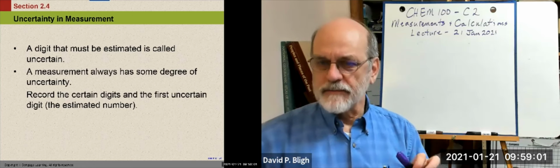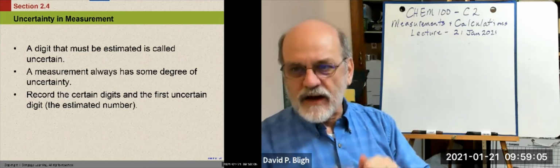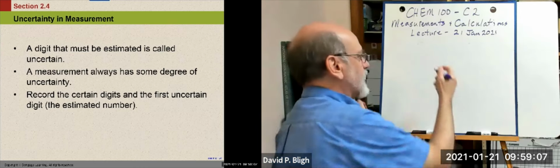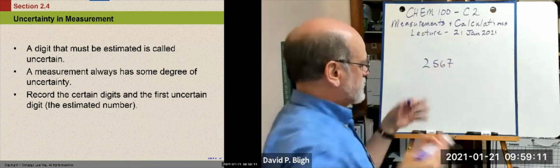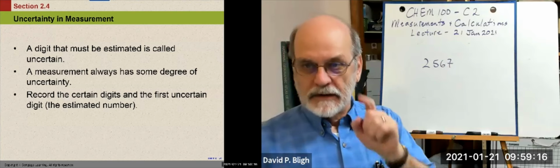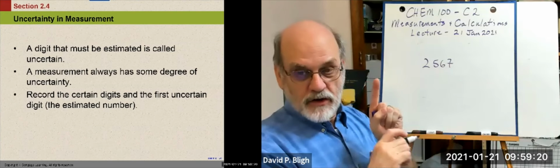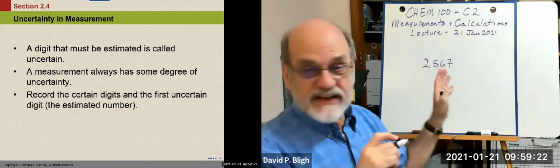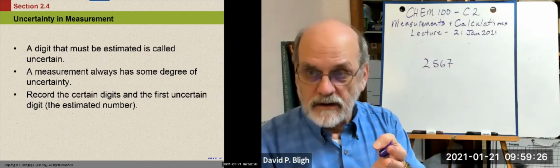So here's the first rule or standard for scientists. When a scientist sees a number, just say that number, 2,567. They understand that each digit is designated as either certain or uncertain.